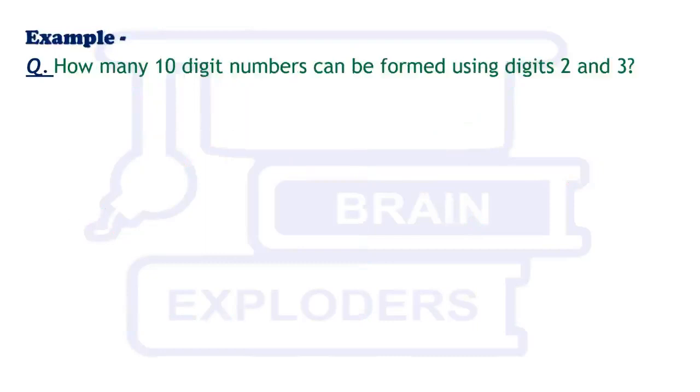How many 10-digit numbers can be formed using digits 2 and 3? We have 10 places for the 10-digit number. In the first place, we can use 2 or 3. In the second place, we can use 2 or 3. In the third place, we can use 2 or 3. So for every place, we have 2 choices. We can do this in 2 raised to the power 10 ways.